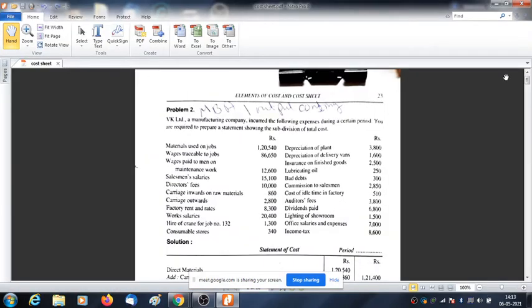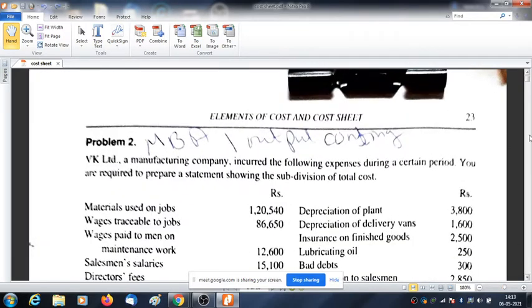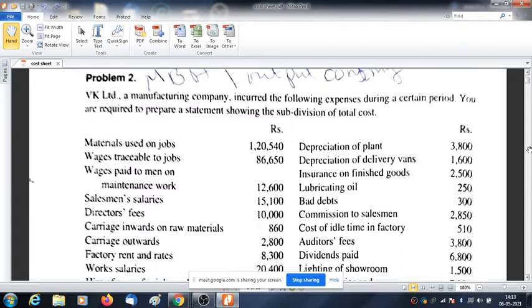Now can you see the screen? Tell me. I am just zooming it in so that you can see. Now is it okay? Yes, sir.